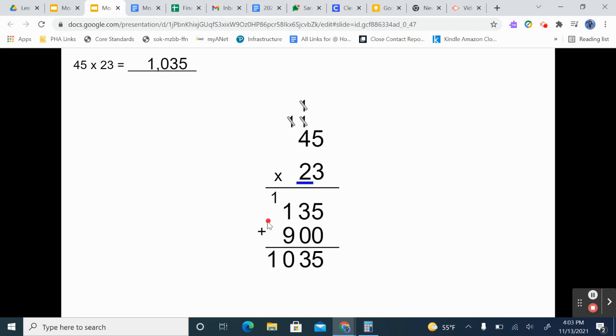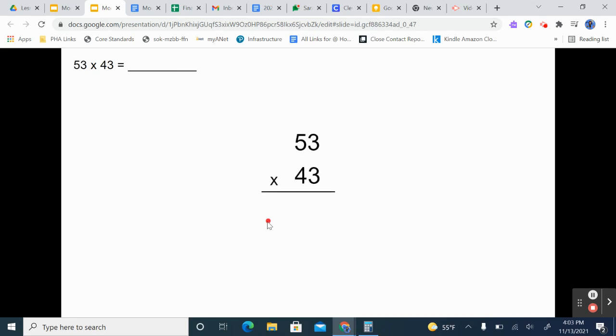Let's try one more problem. Here we have 53 times 43. We first line these factors up vertically, which means one on top of the other. We're going to start by multiplying the ones place. So any digit that's in the ones place, we're going to multiply. So 3 times 3 is 9.